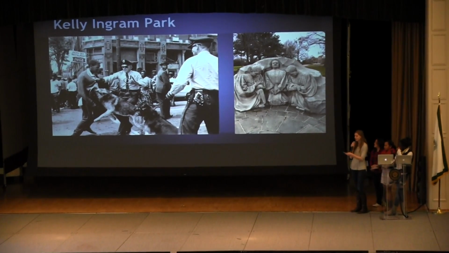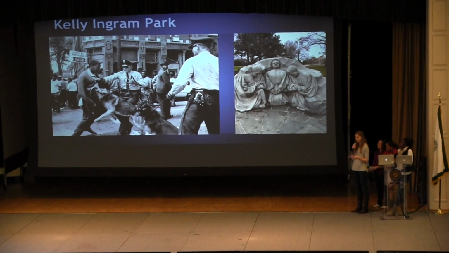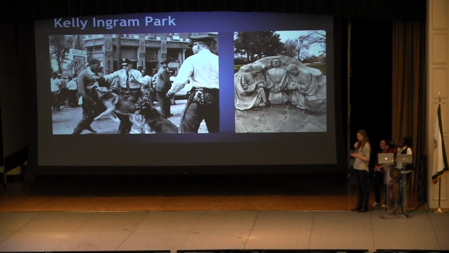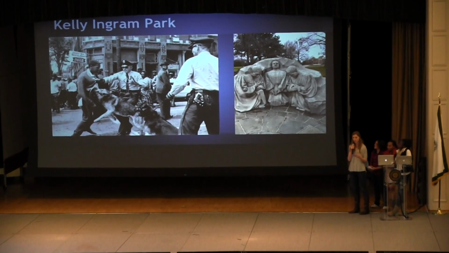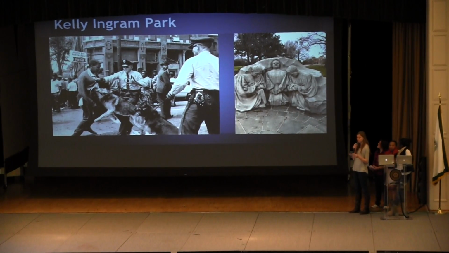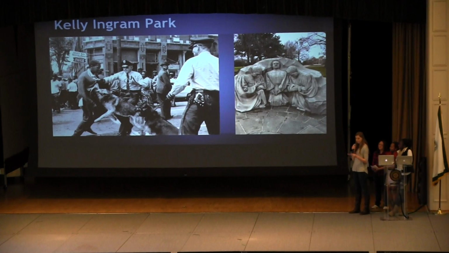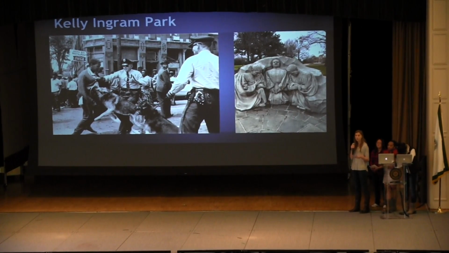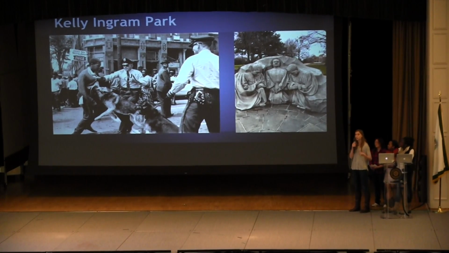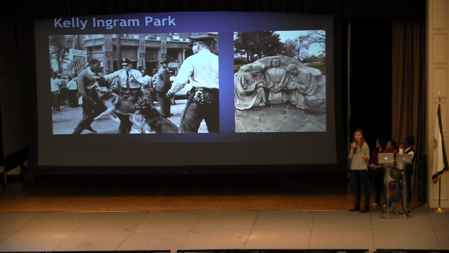Okay, so this is Kelly Ingram Park, and this was the site of the Children's March in May of 1963. And the Children's March was organized by Reverend James Bevel, and the purpose was to protest segregation. And so the plan was to fill up the jails. So the leaders of the movement asked at mass meetings who would be willing to fill up the jails, and the students volunteered. So that's why it's the Children's March.